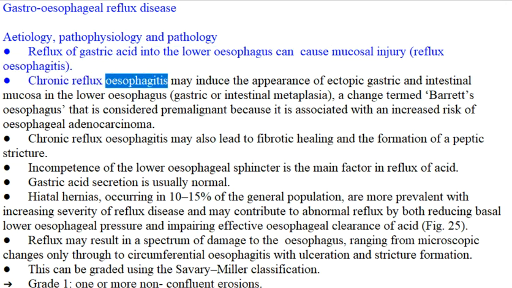Chronic reflux esophagitis may induce the appearance of ectopic gastric and intestinal mucosa in the lower esophagus, gastric or intestinal metaplasia, a change termed Barrett's esophagus that is considered premalignant because it is associated with an increased risk of esophageal adenocarcinoma. Chronic reflux esophagitis may also lead to fibrotic healing and the formation of a peptic stricture.